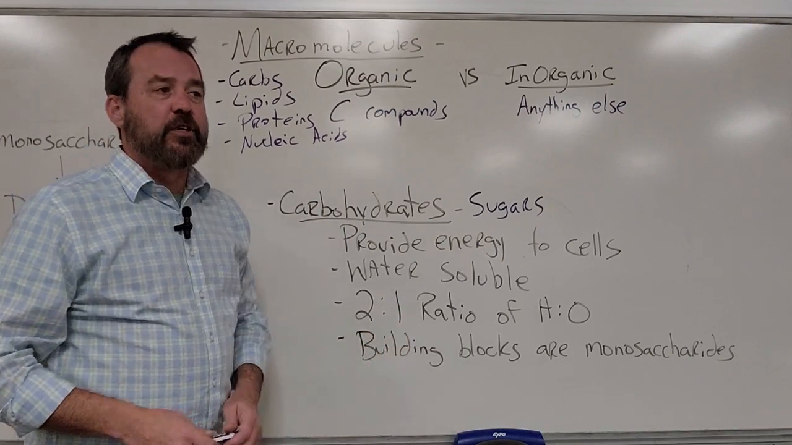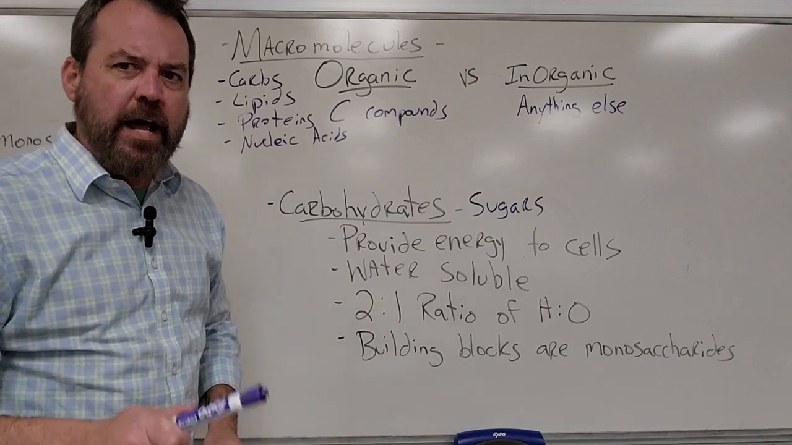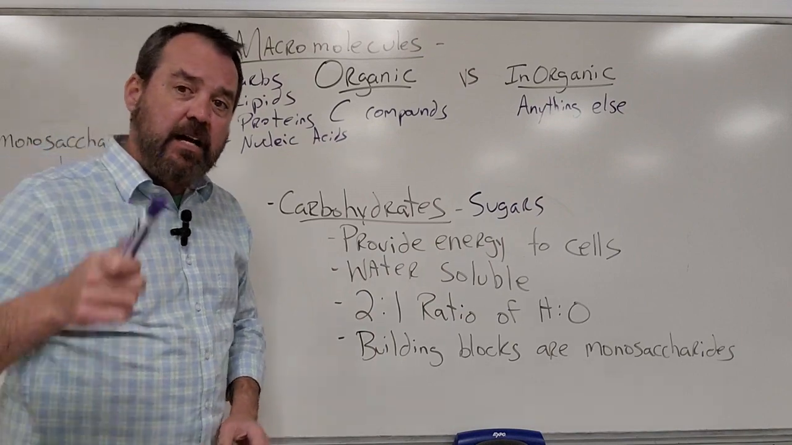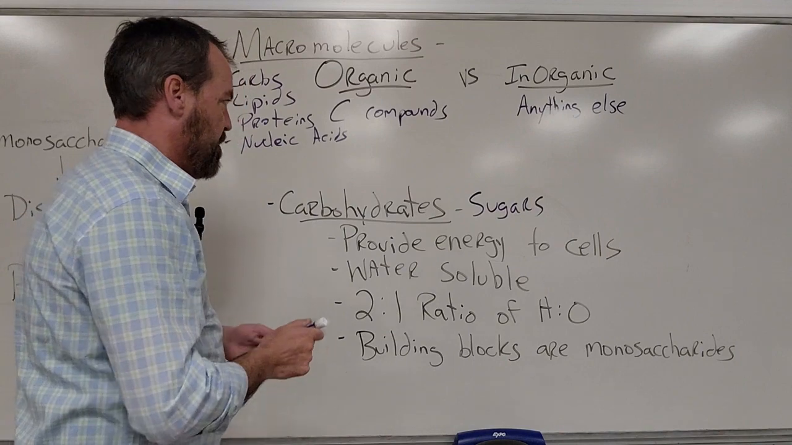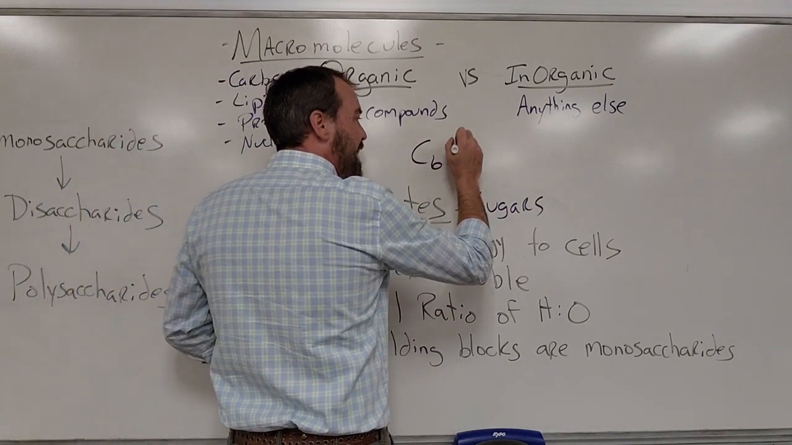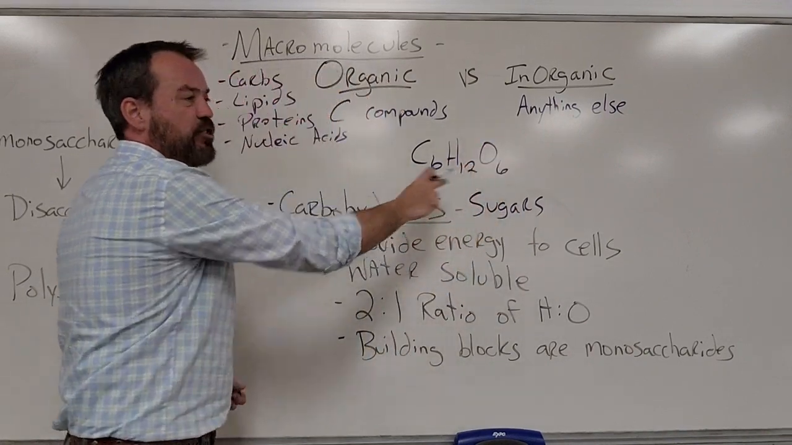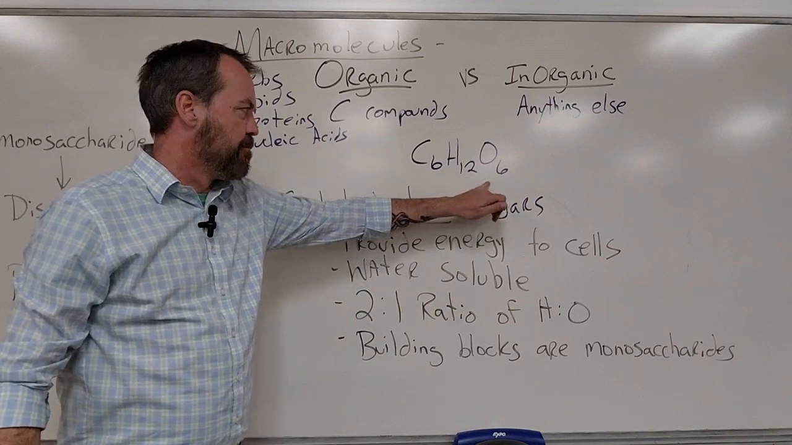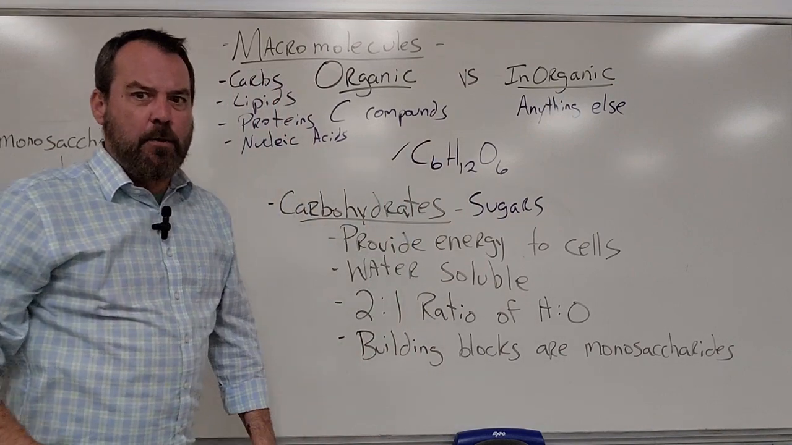One is if you're given the molecular formula, we've got a ratio of 2 to 1 for hydrogen to oxygen, meaning I have exactly twice as many hydrogen as I do oxygen. So we can look at glucose for that. Glucose is C6H12O6. So I've got 12 hydrogen and I have 6 oxygen. I have exactly twice as many hydrogen as I do oxygen. That is a 2 to 1 ratio. So I know that is a carbohydrate.